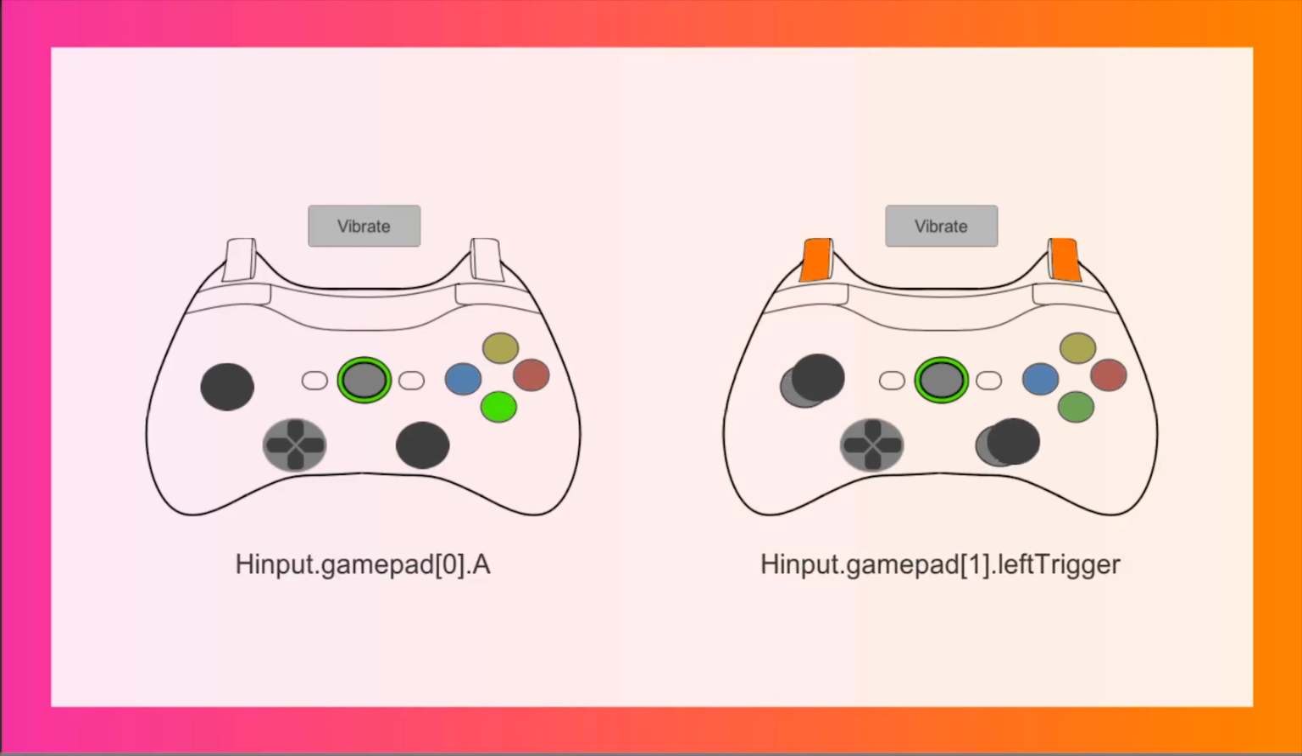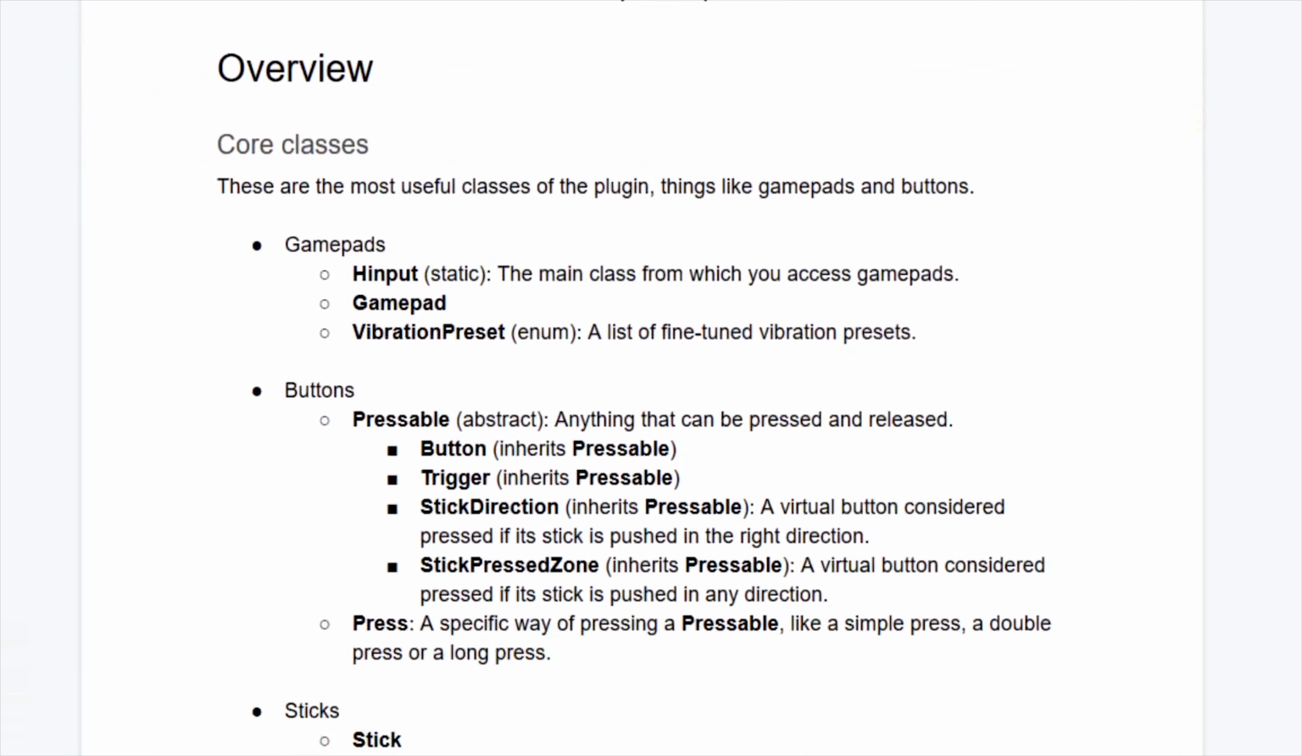Hinput gives you access to up to 8 controllers, including sticks, buttons, and vibrations on Windows with a super simple API. You do not need to set up any key bindings, and it automatically adapts to Windows, Mac, and Linux at runtime. Hinput features an example scene, thorough documentation, heavily commented code, and direct support from the developer, me.